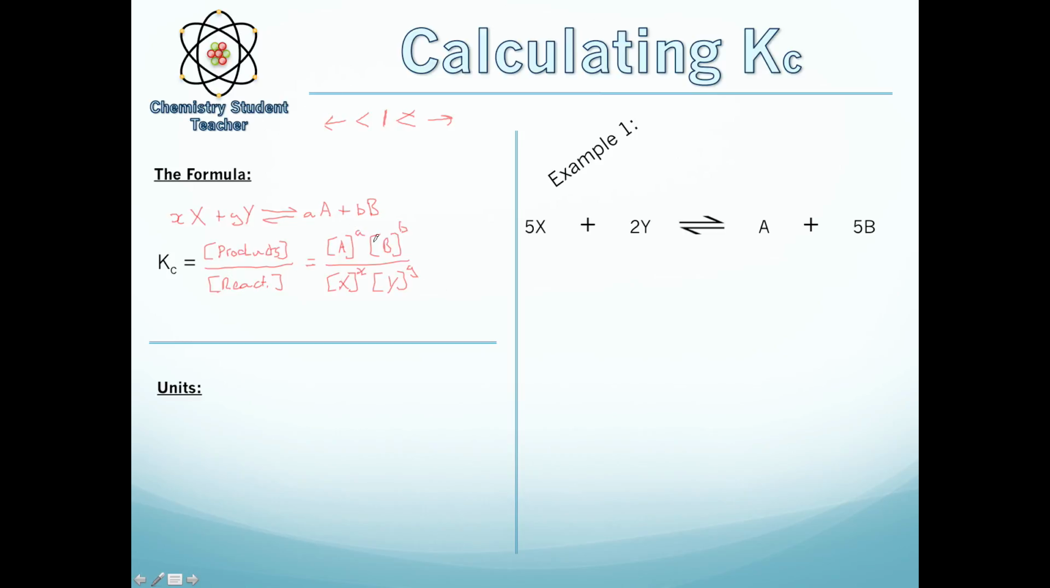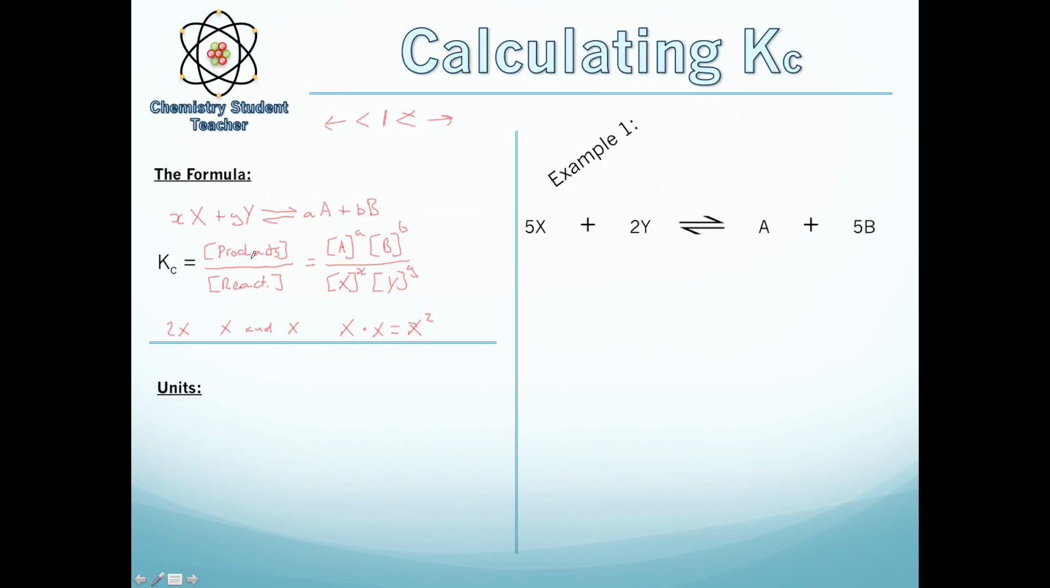Now the reason why you have these powers of a, b, x and y here is because if you have 2 moles of X, that means you've got an X and X reacting. And as you can see here, everything's multiplied by each other. So X times X is just the same as X squared. So you can just have the number of moles as the power. If you had 3 lots of X, it would just be X times X times X, which is X cubed. And that's where you get your powers from.